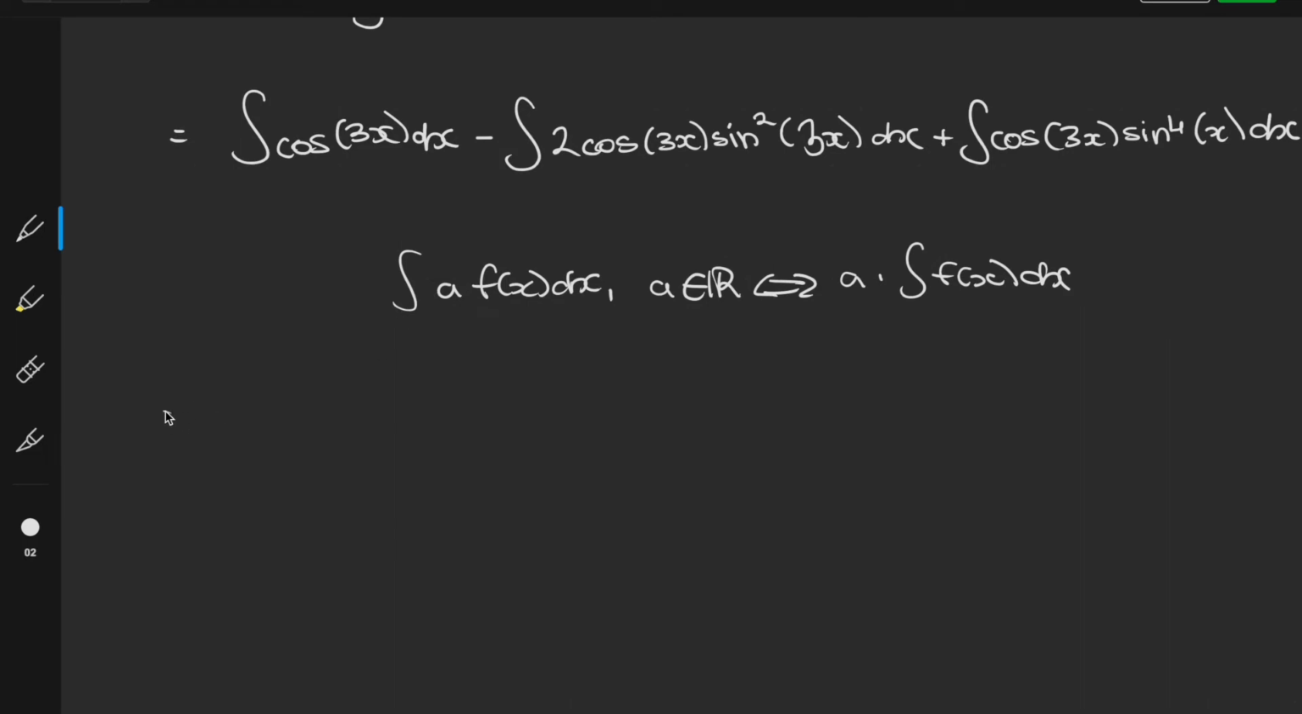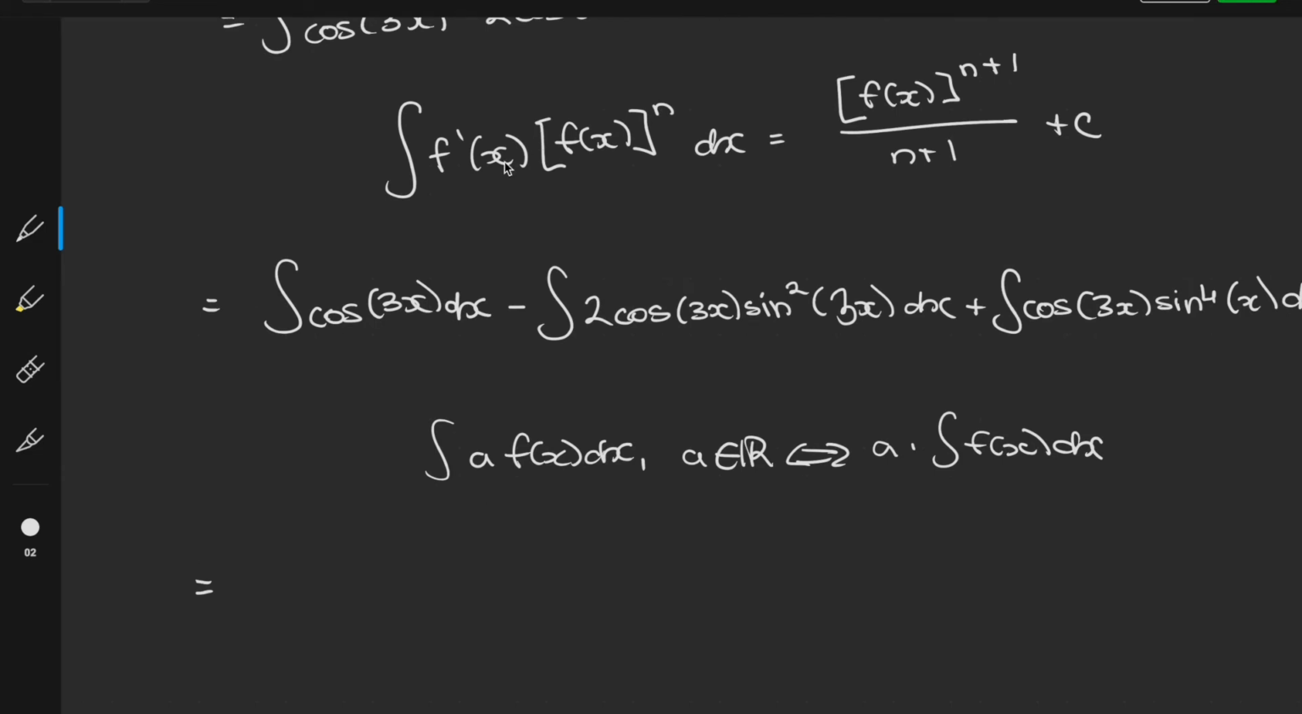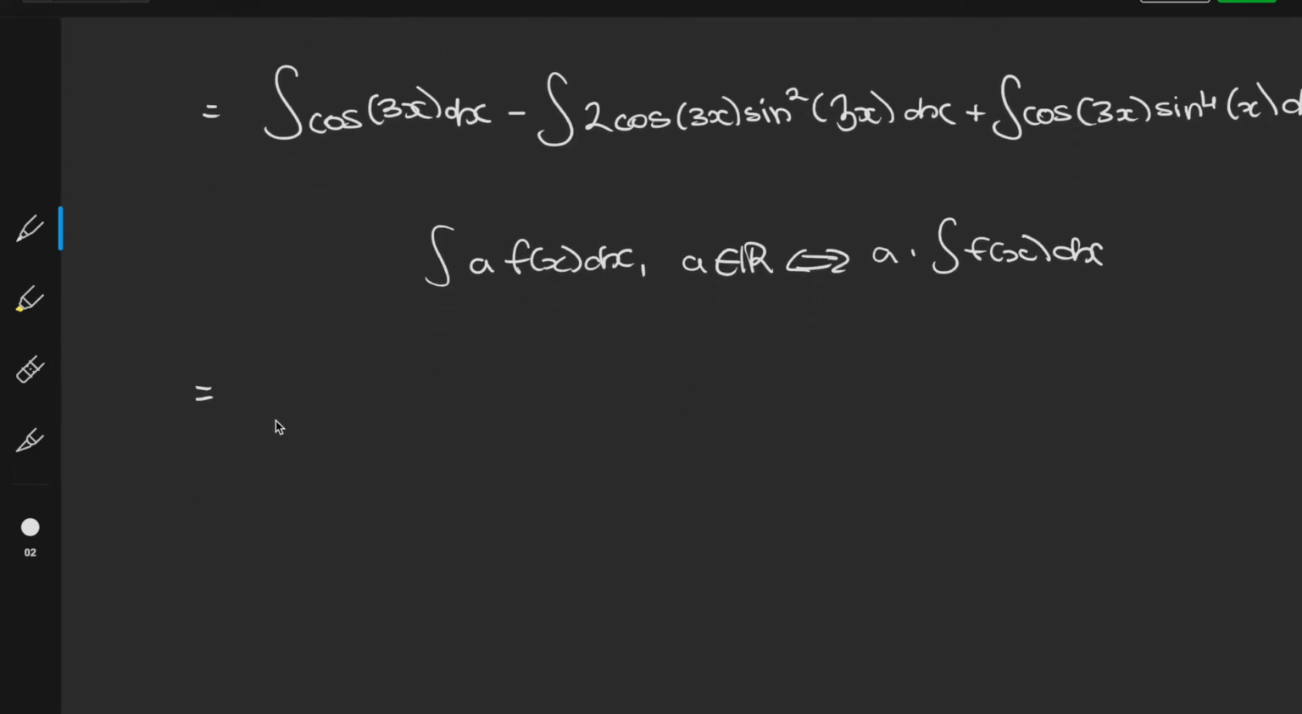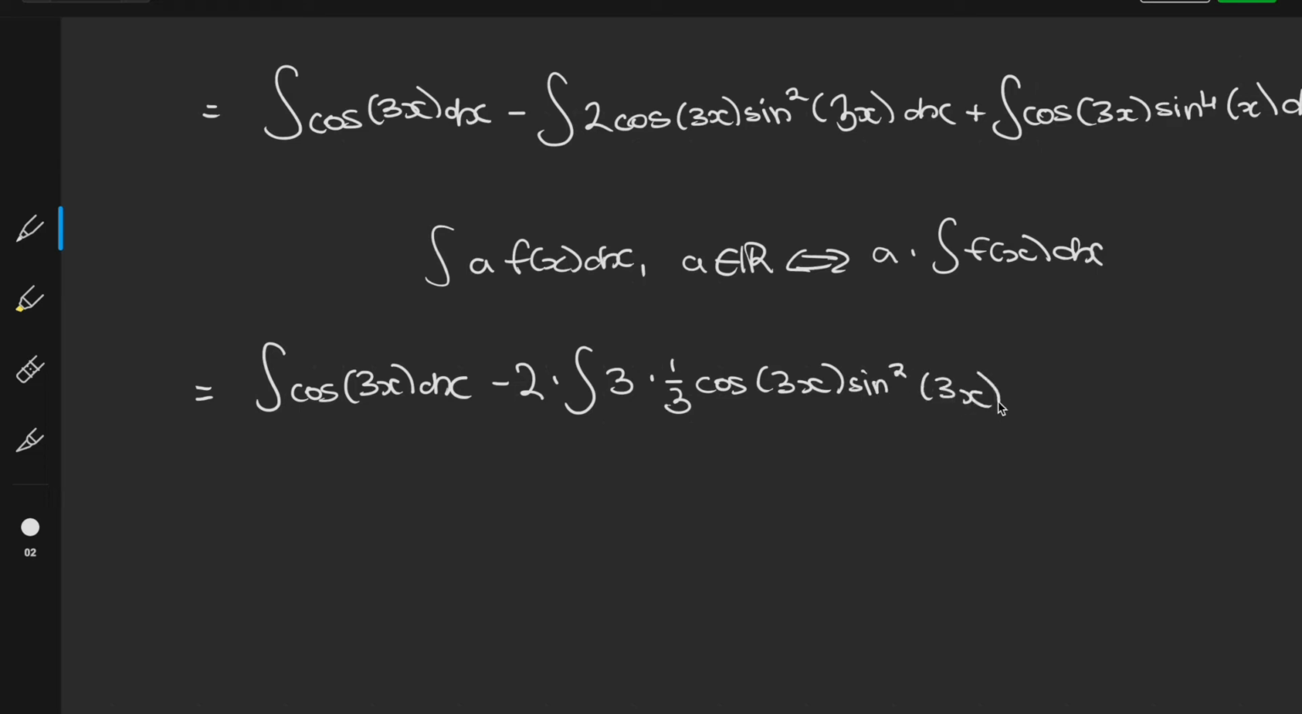So with that, we need to cast them back to this form and manipulate each of these integrals so that they are of this form. We can use this formula here. So we're going to keep this integral the same because we have a formula on our formula sheet for that. But here I'm going to take this minus 2 out. And I'm going to write 3 times a third of cosine 3x sine squared of 3x dx.